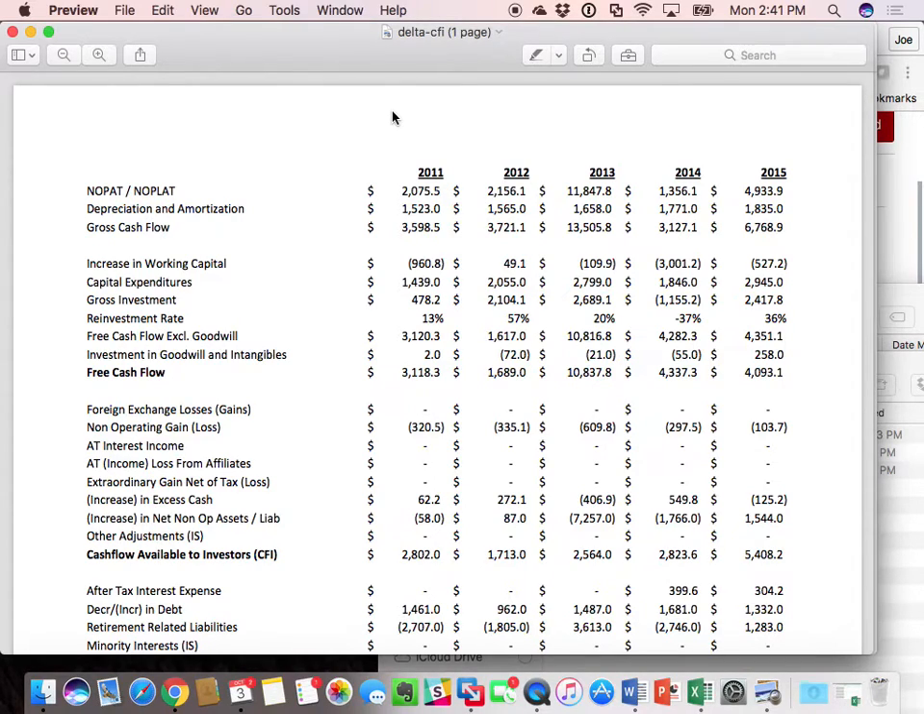If you had to forecast a reinvestment rate for Delta going forward, what number would you use? Yeah. 13%. You would actually use 13 going forward? Definitely not 57%. You think 57 is too high? I think that's a one-time thing. Yeah. Okay. So that's the thing, is that they went from 13 to 57, and they went as low as negative investment, disinvestment, negative 37, and then they're at 36. So that would be the point.